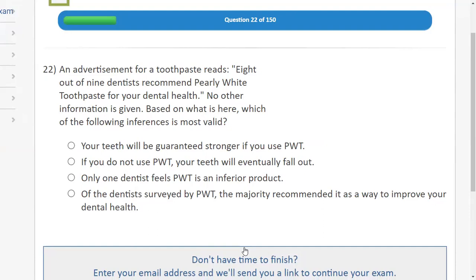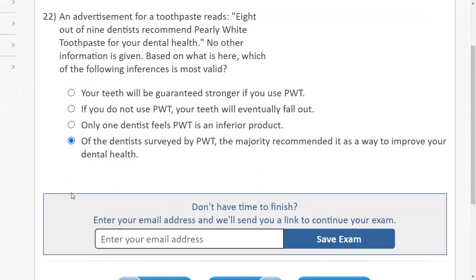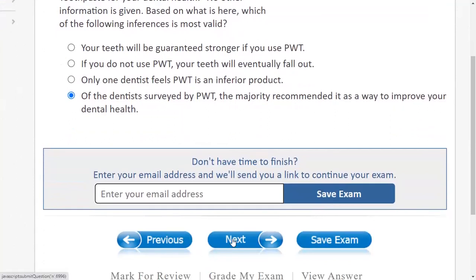Your teeth will be guaranteed stronger if you use PWT. No. If you do not use PWT? No. Only one dentist feels PWT is an inferior product. No. Of the dentists surveyed by PWT, the majority recommended it. It is a way to improve your dental health. Yeah, I'm gonna go with the last one. Okay, good. So more logical. Anyhow, we are just going to the next.